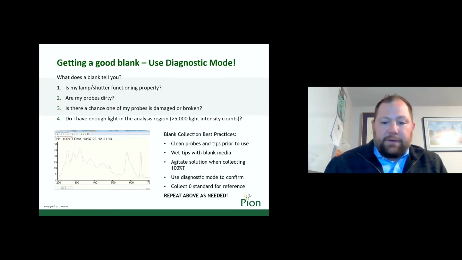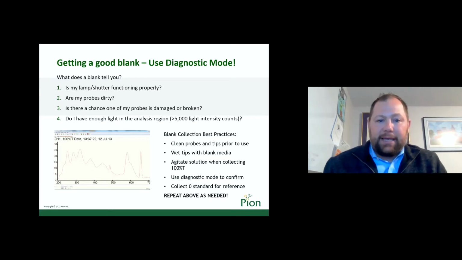I have looked at thousands of fiber optic data files in my career, and I can tell you the number one source of bad data is a bad blank. A bad blank can carry through all spectra and allow us to start an analysis when the system is not functioning optimally. The blank, or 100% T as it is called in the Pion software, tells us about the overall quality of the light path, which includes the lamp, shutter, fibers, lens, mirrored tips, and spectrophotometers.